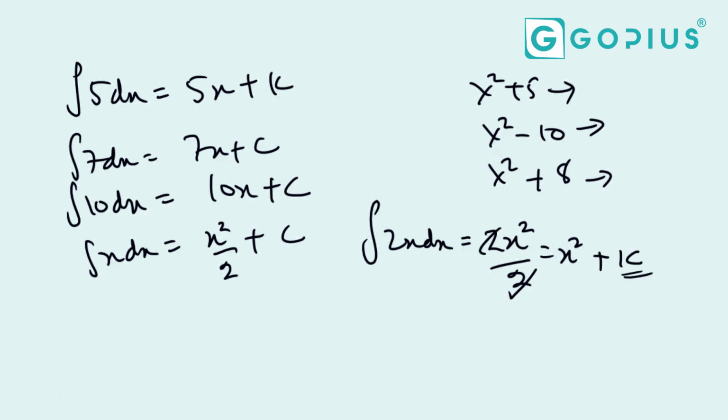So this k, for the first one, represents the plus 5 that was there. For the second one, it will represent the minus 10 that was there. And for the third one, it will represent the plus 8 that was there. Since we did not know it, we can't write a specific number. So we just write the plus k to represent a constant that must have been present in the original function.